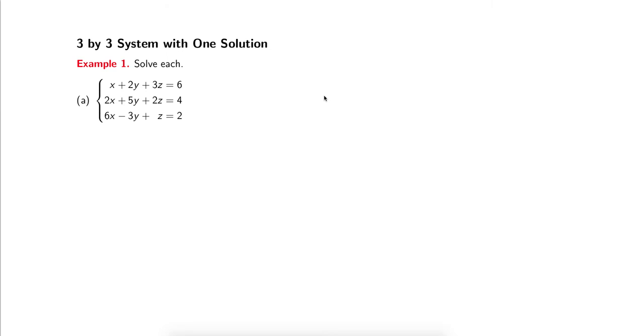So the first thing we're going to do is write the augmented matrix. So we have 1, 2, 3, and 6, 2, 5, 2, 4, 6, negative 3, 1, and 2, and there's our equal signs represented by the vertical bar. Okay. So our goal, once again, is to get this first number in this first row equal to 1, which it is. If it's not, then we can see if we can switch it with another row, or we'll just have to divide everything. But it is, so that's good.